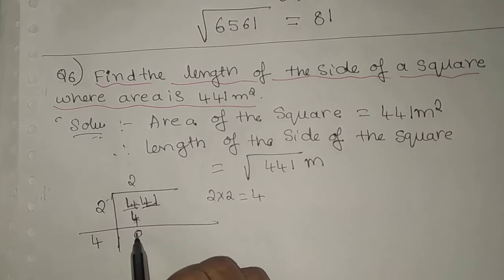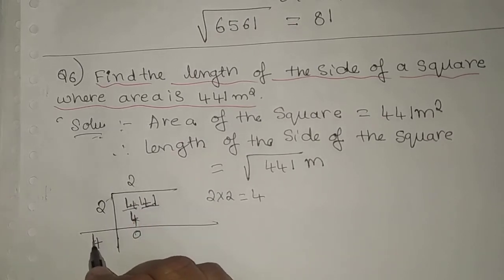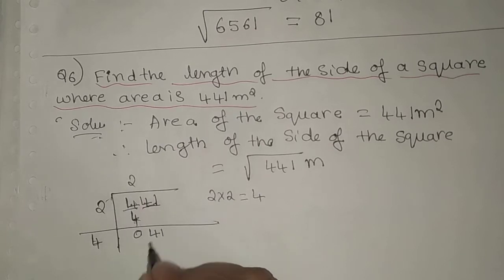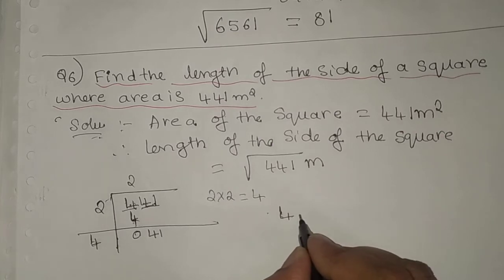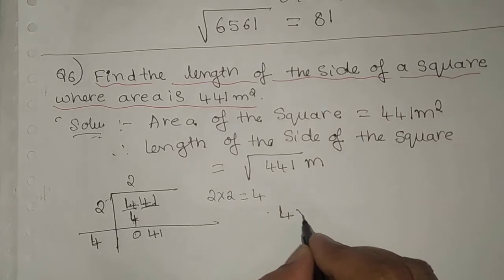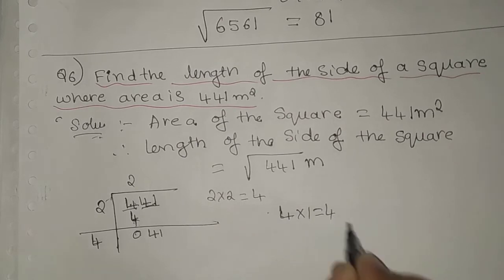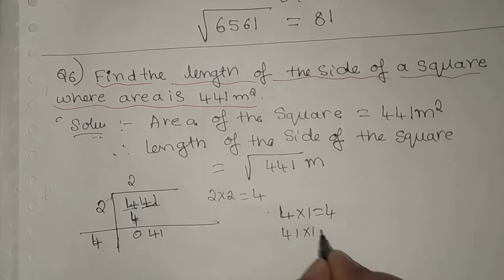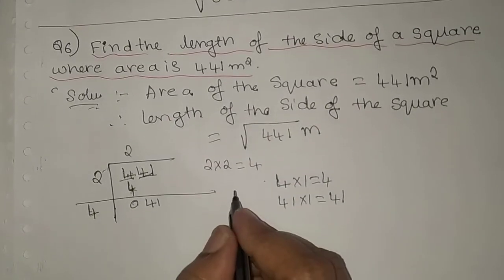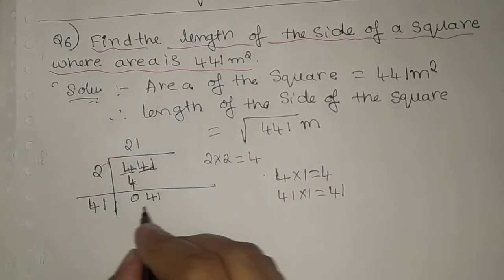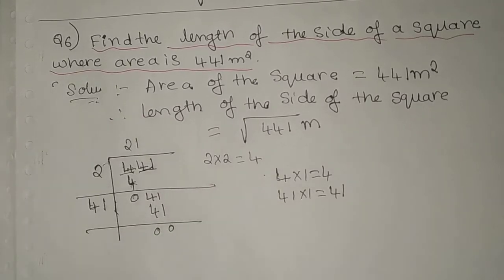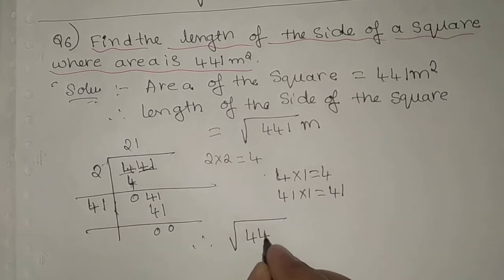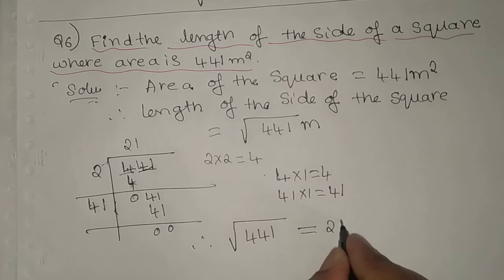Substitute 4, minus this, we get 0. Add this, write 4 here. Bring 41 down. Then the nearest number is 40. 4 into 1 is equal to 4. Then 41 into 1 will become 41. So we'll take this one. Then 41 we get. So minus, we get 0. This is a perfect square. Therefore the square root of 441 is equal to 21.